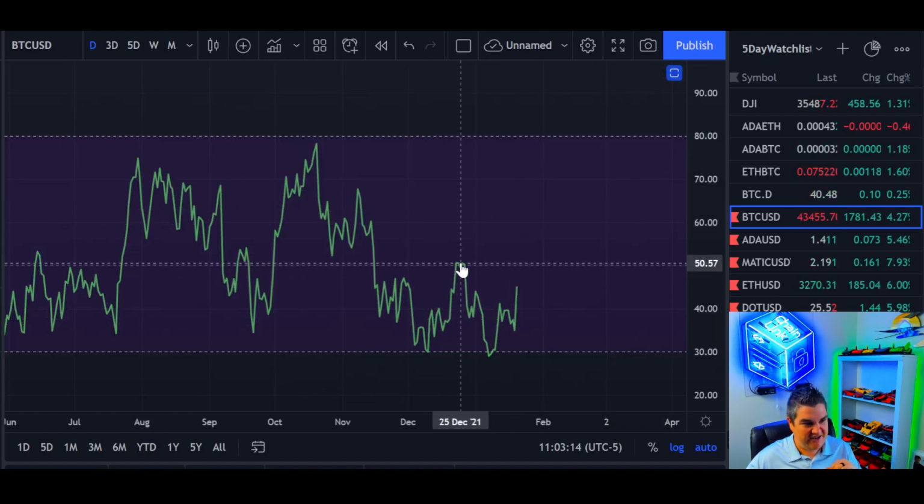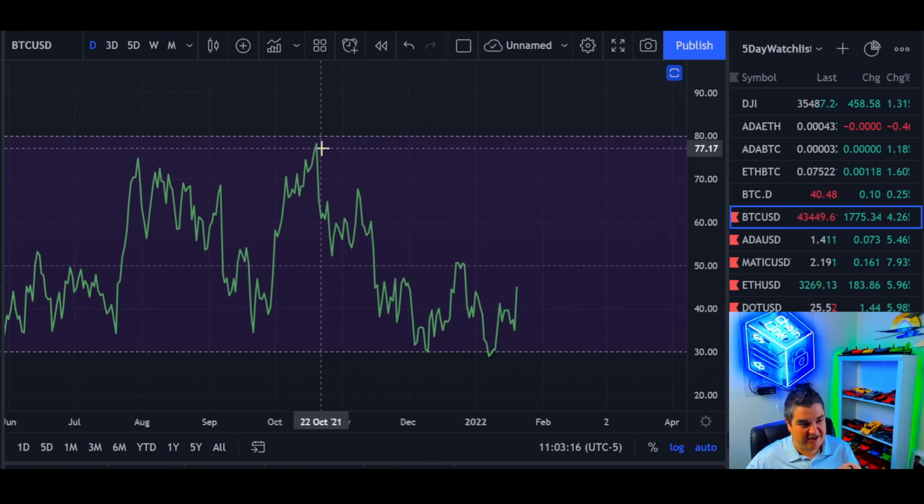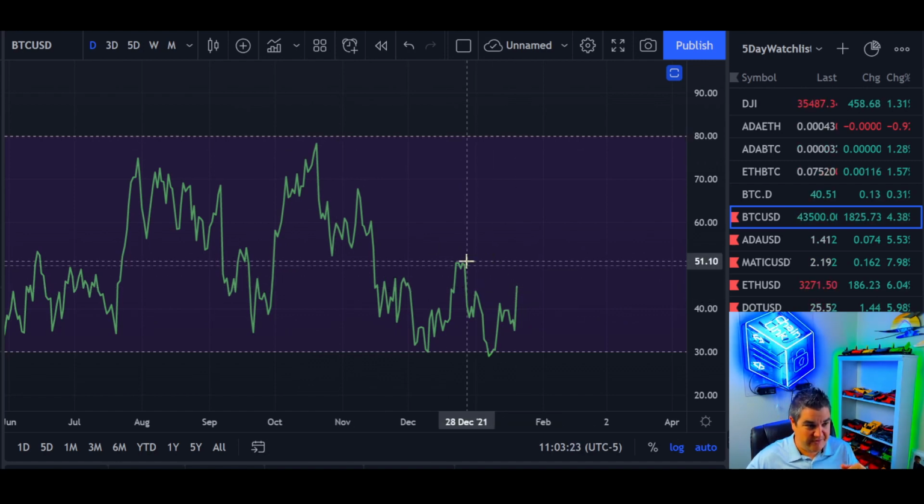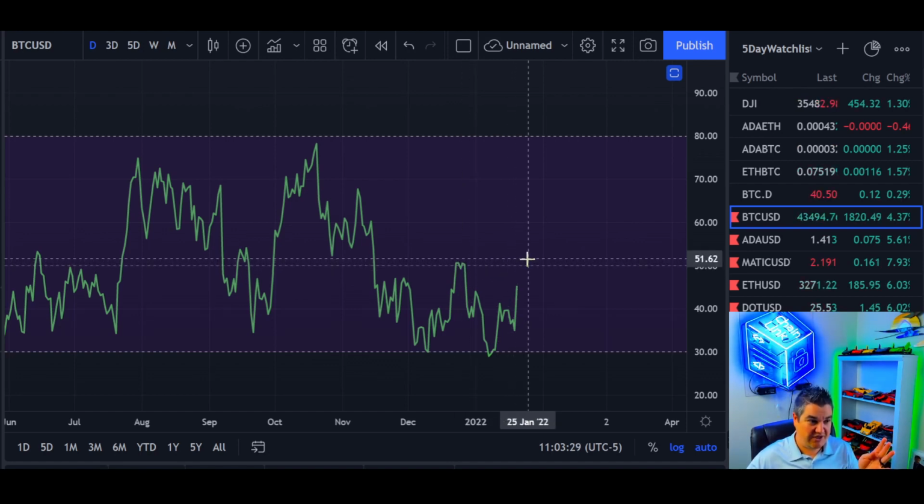We want to take out this high in order to continue this uptrend here. We've been in a downtrend since late October with the RSI losing strength, so to reverse this downtrend, we need to take out this top. So let's get above 51 on the daily Bitcoin. We should know in the next day or two if we're going to do that.